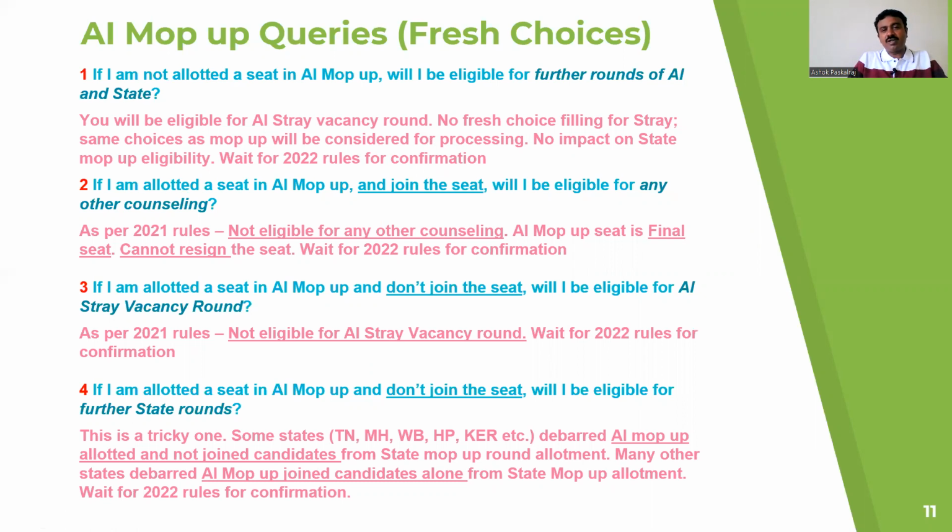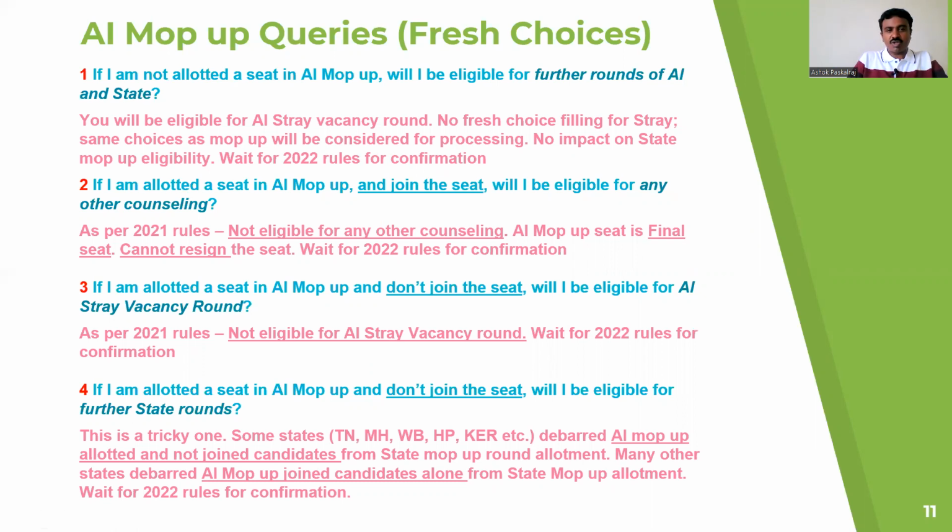The Stray Vacancy round in All India can be either offline for deemed universities or online for All India quota and the other DNB and other institutional quota seats. The second query is, if I am allotted a seat in All India Mop-up, this is a very important one. If I am allotted a seat in All India Mop-up and I join the seat, will I be eligible for any other counseling? This is very clear.